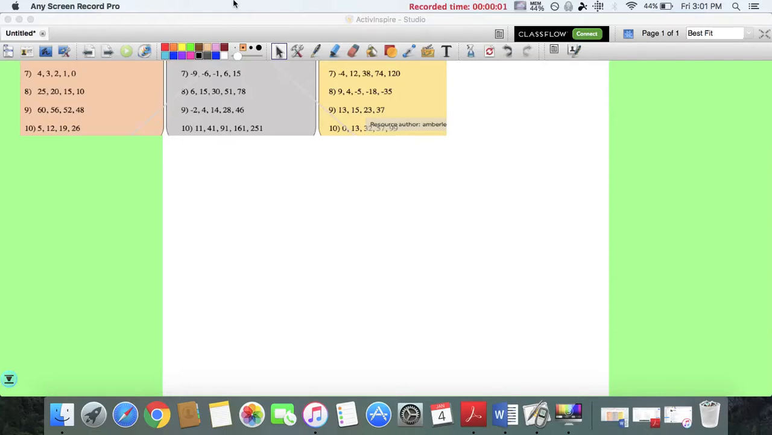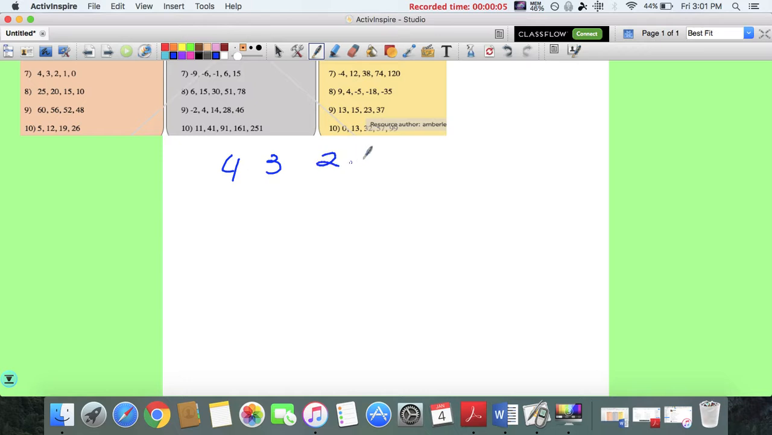Okay, so number 7: 4, 3, 2, 1, 0. First difference: -1, -1, -1, -1. So this is an n sequence, but it's a -1. So I just put the -1.